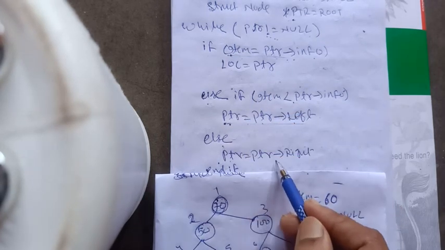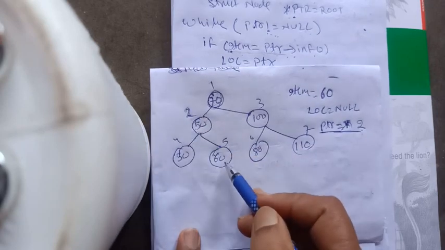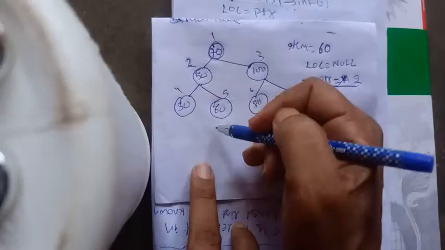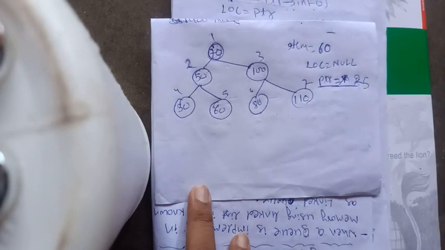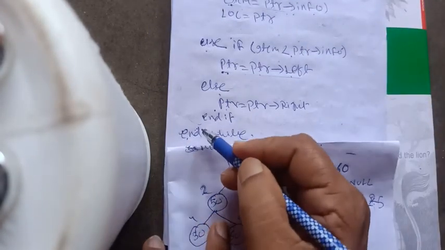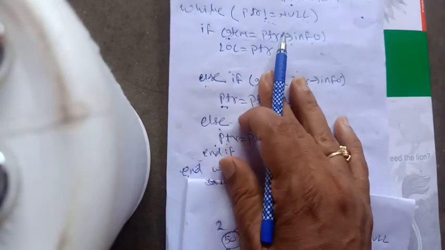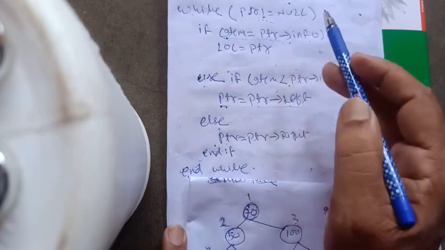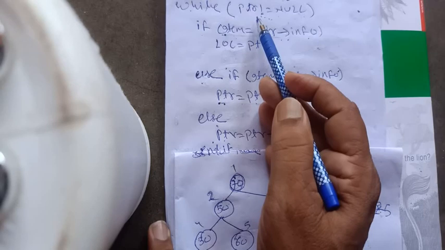PTR is equal to PTR of right. So from here I'll get the right side, I'll go to the right side. So what will be the new value of PTR? 5. Okay. Now after changing, end while, and it will go back: while PTR not equal to null, true. PTR is 5, it is not equal to null. This condition will be true, so it will move inside.